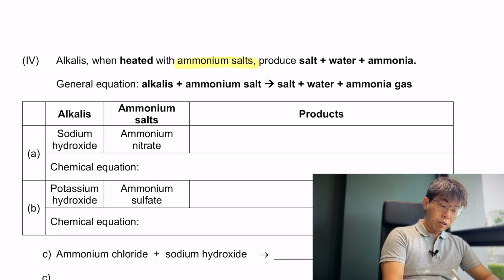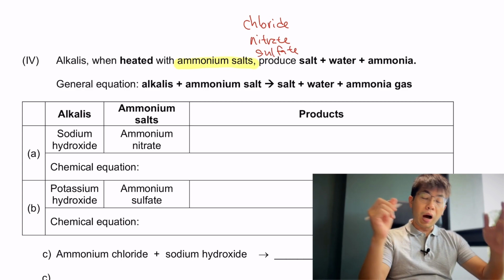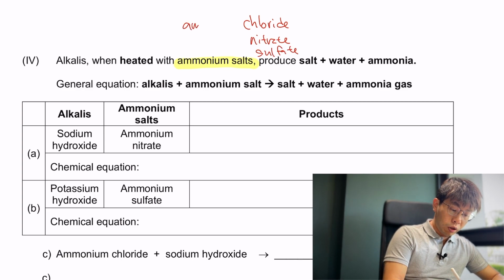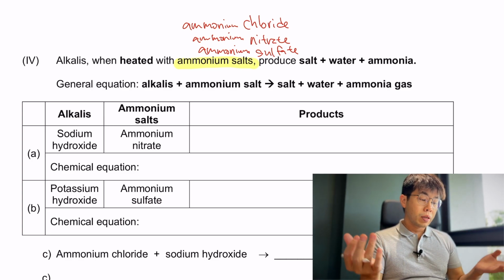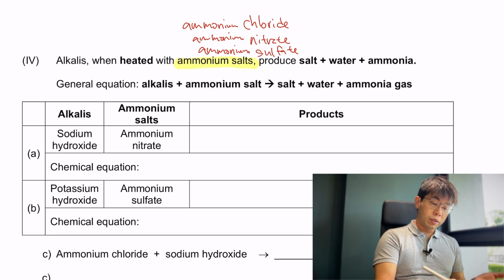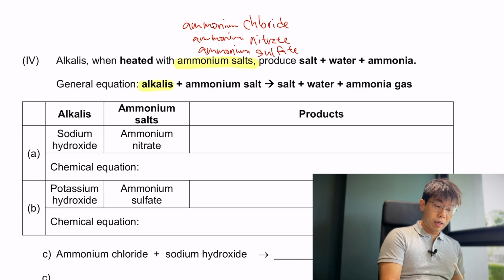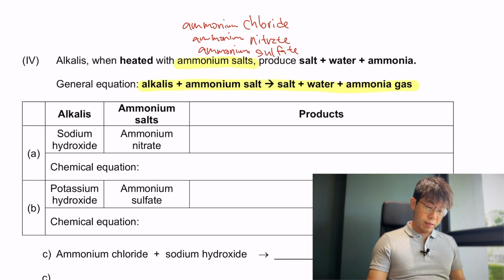We have learned that salt can be a chloride, a nitrate, or a sulfate. So an ammonium salt is ammonium chloride, ammonium nitrate, and ammonium sulfate. Basically, an ammonium salt is a salt that has ammonium as the cation. Now, alkalis react with ammonium salt when heated to form salt, water, and ammonia gas. So alkali plus ammonium salt with heat form salt, water, and ammonia gas.